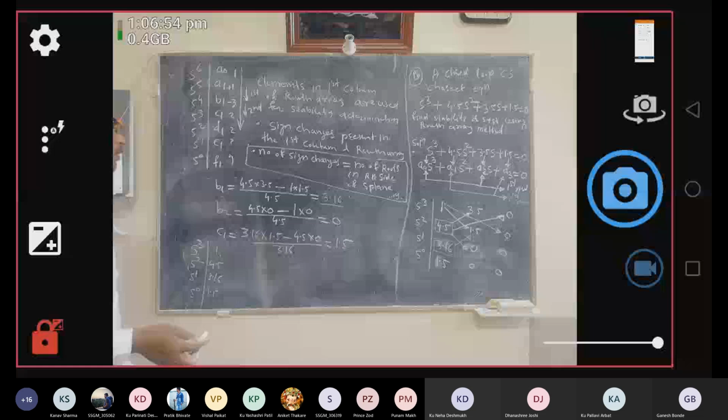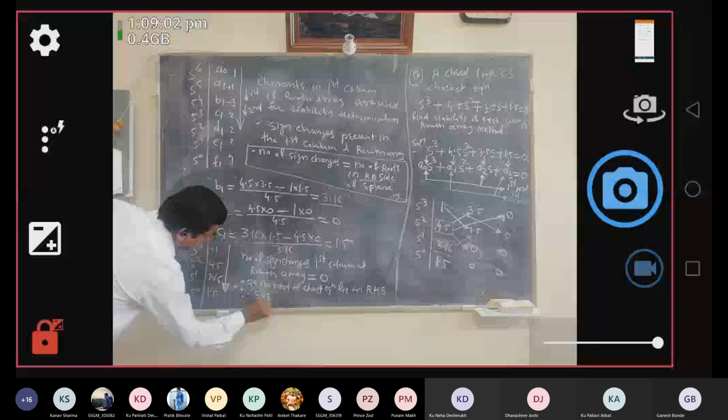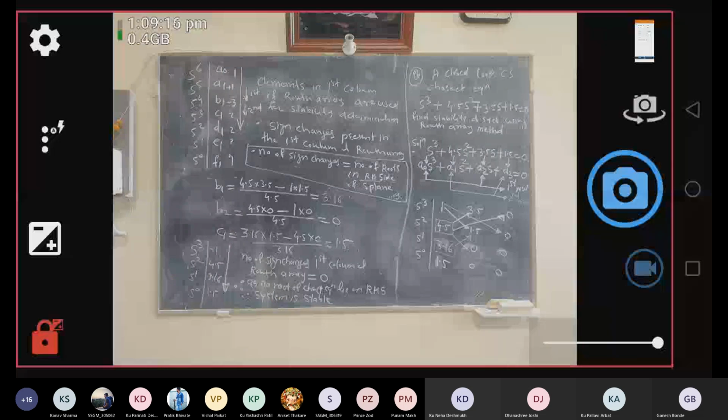As no root of the characteristic equation lies on the right hand side of the S plane, therefore the system is stable. System is stable. Is it clear to you, everybody?